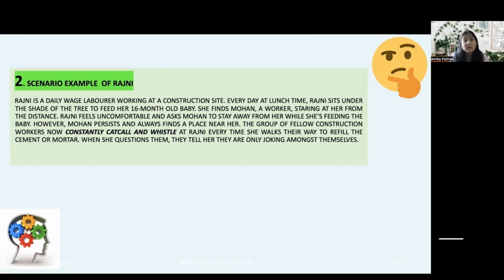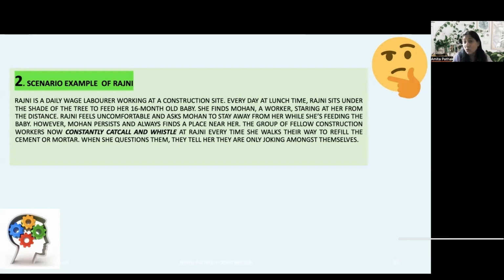The group of fellow construction workers now constantly catcall and whistle at Rajni every time she walks their way to refill the cement or mortar. When she questions them, they tell her they are only joking among themselves. So dear friends, what type of harassment is this? We have to find out.